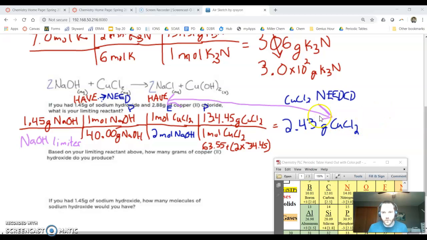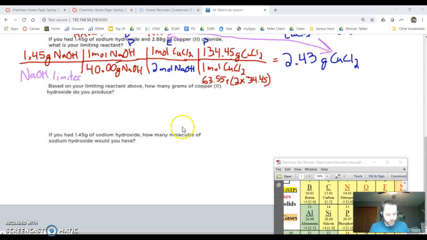Because let's say that this number was a lot larger. Let's say that this was 6 grams copper chloride. Well, in order to use up all of our 1.45, if we needed 6 grams and we only had 2.88, well, that would have meant copper chloride was our limiter.